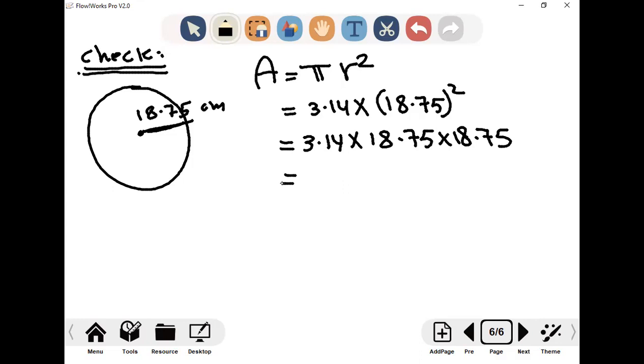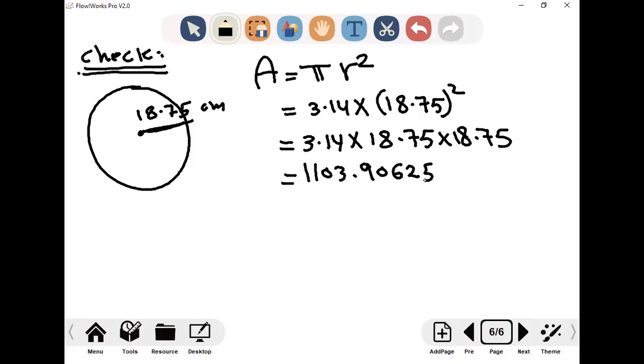Who has a calculator? This equals 3.14 multiplied by 18.75 multiplied by 18.75. It will be 1,103.90625. This is the full answer.